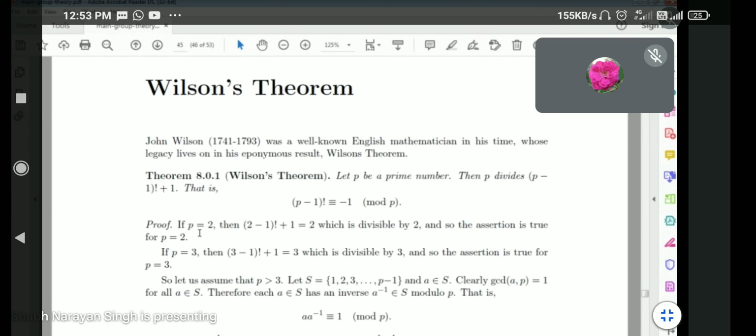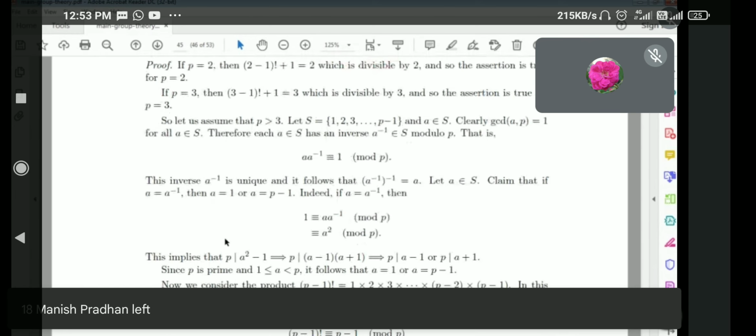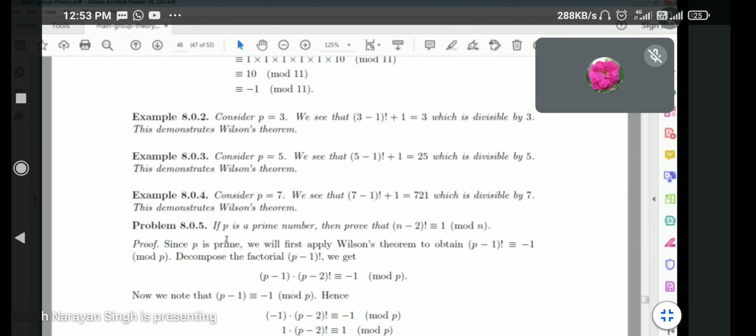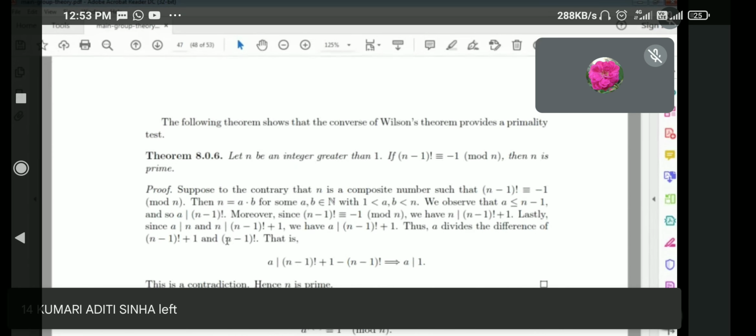P minus 1 factorial plus 1. In congruent form, you can write (p minus 1)! congruent to minus 1 modulo p. And also we discussed the proof of this statement, quoted as Theorem 8.0.1. So we already discussed the proof of this one, and also we have several examples based on the Wilson theorem.